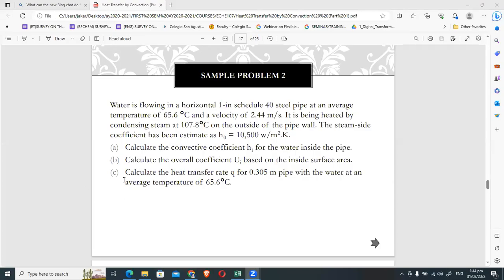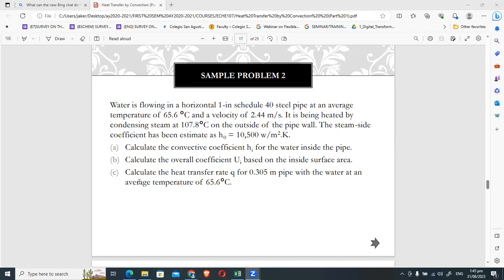Okay, so continuing on this problem on water that is flowing on a 1-inch schedule for the steel pipe, given the velocity, the entering bulk temperature, and that of the temperature of the heating medium, which is steam. And you're also given the heat transfer coefficient, and that is the convective heat transfer coefficient based on the outside fluid. And now we are to continue on letter C.